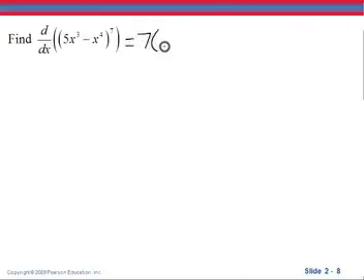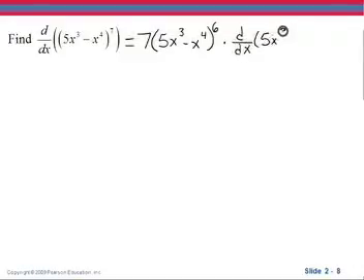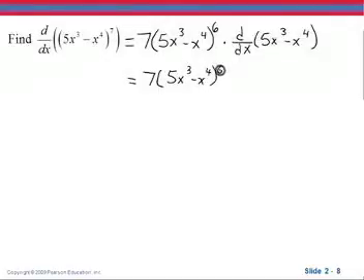So that would be 7 as a coefficient, and our inside function is 5x cubed minus x to the 4th. And remember we subtract 1 from 7, so that's to the 6th power. Times the derivative of our inside function. And our inside function is 5x cubed minus x to the 4th. So we will have 7 times 5x cubed minus x to the 4th to the 6th power.